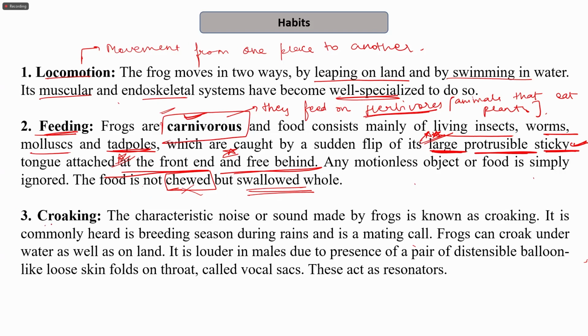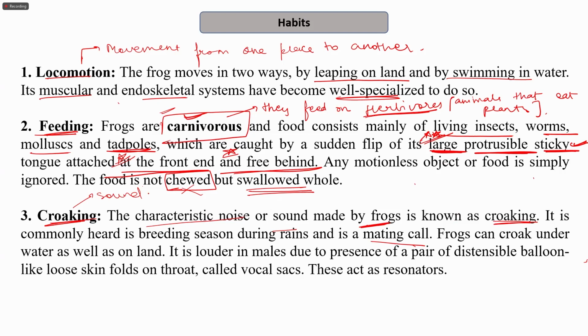The third important habit of the frog is croaking. Croaking is a characteristic noise or sound made by frogs. It is known as croaking. You might have heard it during the breeding season, especially during the rains. It is also known as the mating call. So it is the mating call of the frog during the breeding season.